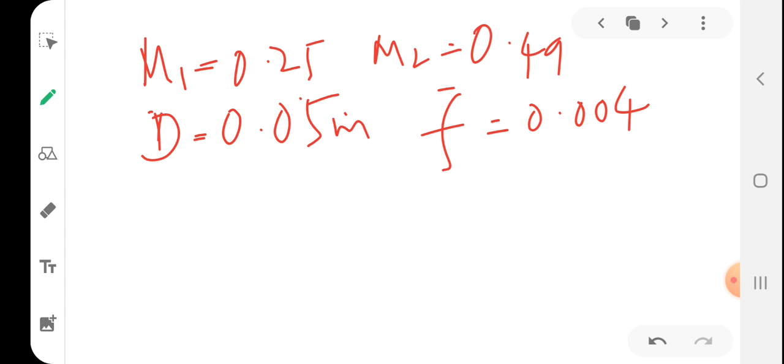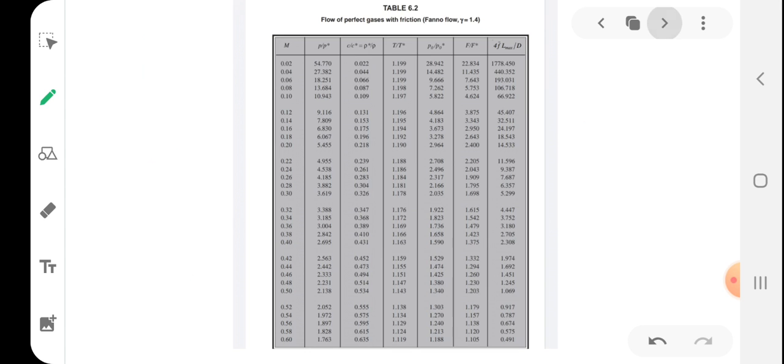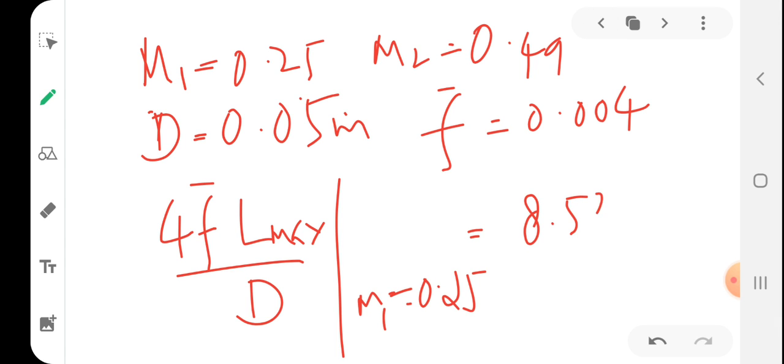Now we have to find, from the graph, the value of 4f bar L max by D corresponding to Mach 1 equal to 0.25. Look at the graph: the point corresponding to 0.25 lies in between 9.37 and 7.687, so it will be around 8.5. Take it as 8.5.